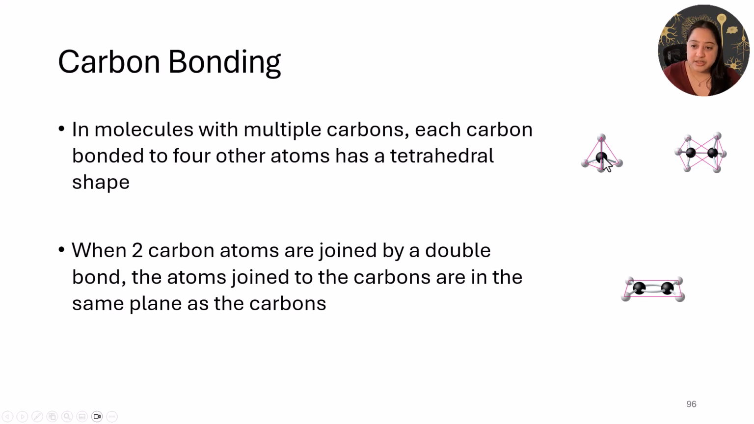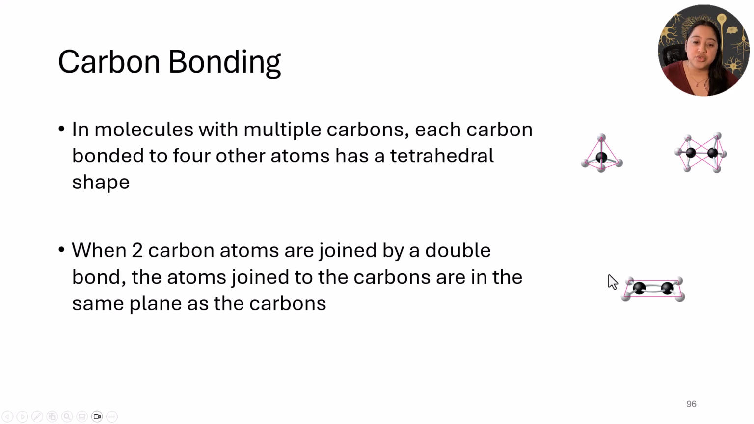So a carbon and multiple things, it's going to form this shape called a tetrahedron. In molecules with multiple carbons, they're going to form tetrahedrons still. So they'll be arranged like that. Like this tetrahedron will be facing that one, and this one will be facing this one.